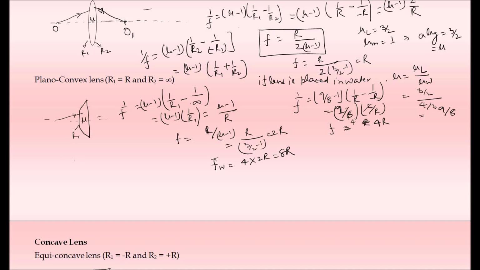Now we will see again if the object is placed on the other side. If the object is placed on the other side, then apply the lens maker's formula. 1 by f is equal to (mu minus 1). Suppose this is the object we place at O1, then first we have to consider this radius of curvature, and this radius of curvature is infinity, minus 1 by minus r1. So we get the formula is equal to (mu minus 1) by r1. The formula remains the same. So for the plano-convex lens, the focal length is r divided by (mu minus 1).